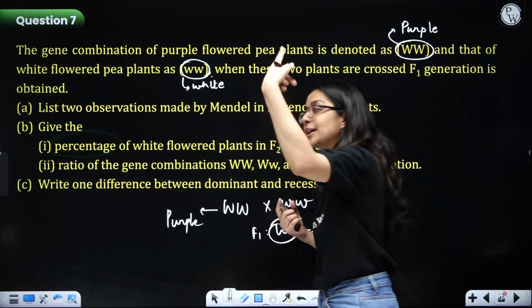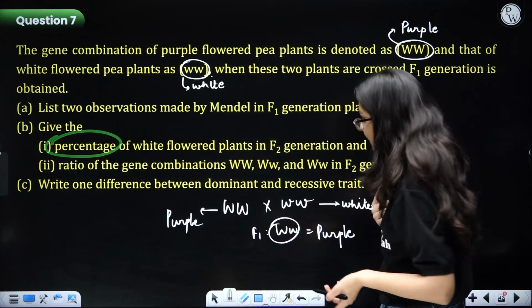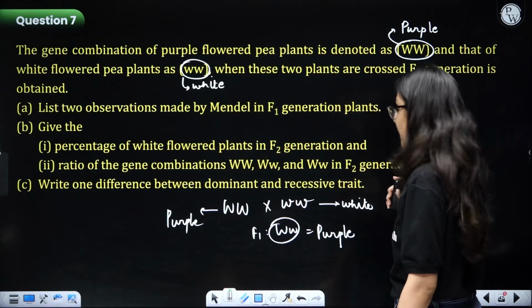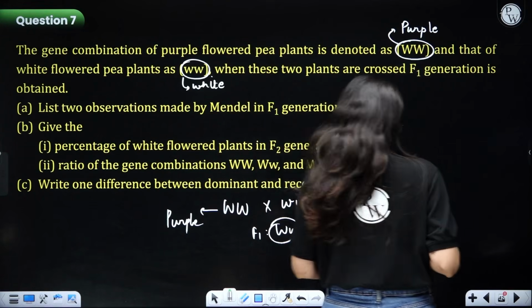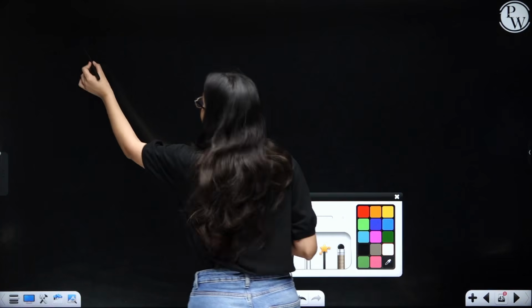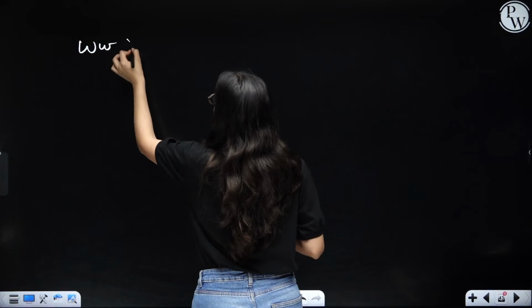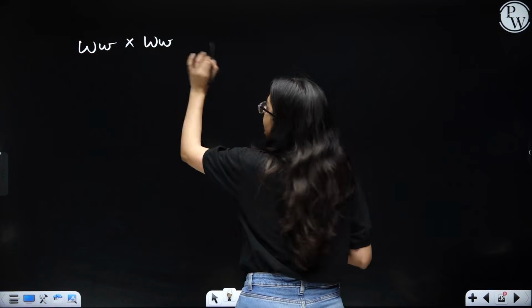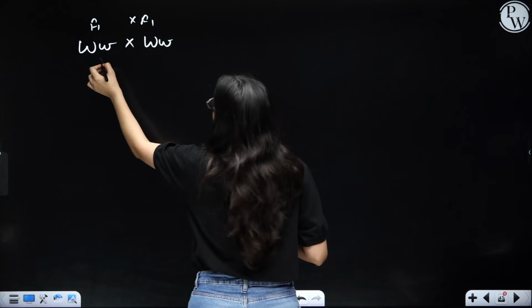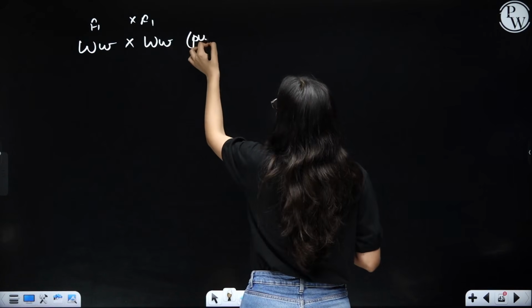So, you have to go back to calculating percentage. Got my point, beta? Let us try to solve this, no worries. Percentage of white flowered plants in F2 generation. So, let us make a page. In F2 generation we have to find the percentage of white colored flowers. So, this is basically your F1 into F1, beta. Both of them are actually purple flowers.